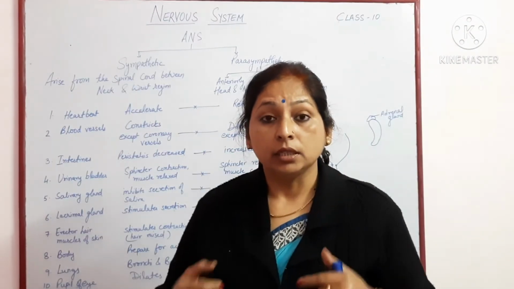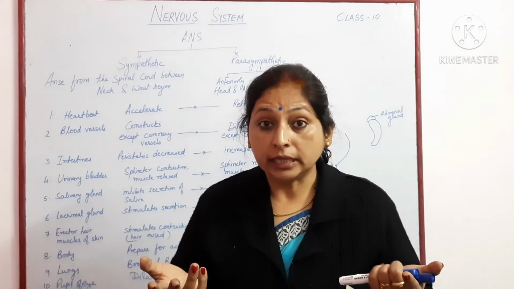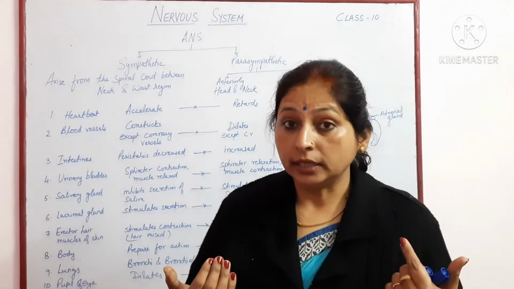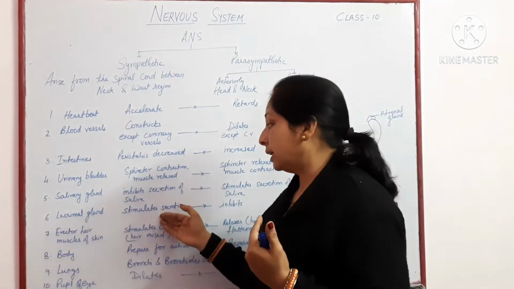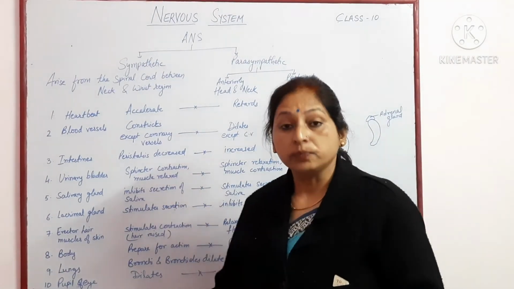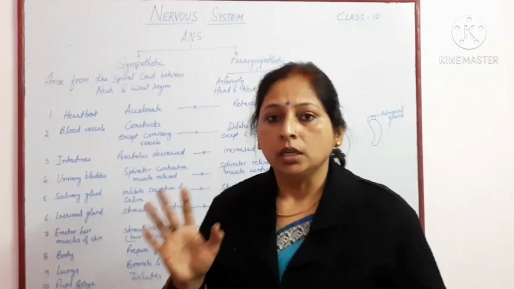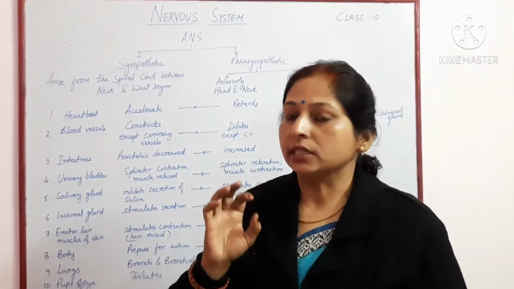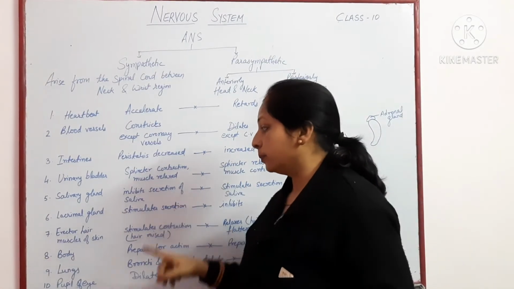Lacrimal gland: these are tears, where you are emotional with that moment. Emotions are related to tears, so the tear gland stimulates secretion of tears. Saliva: you are not feeling hungry at that time, so the saliva secretion is also inhibited.